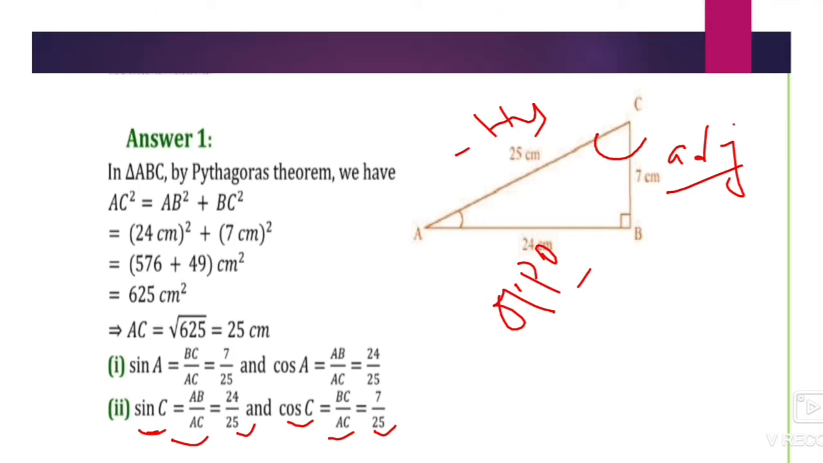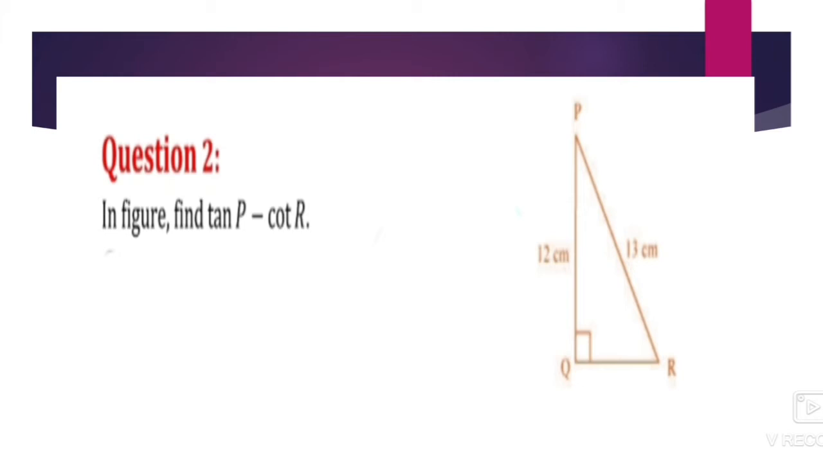Okay. So in this way you have to solve this question. As you can see in this question, the acute angle is very necessary. When you are finding sin A, cos A, you have to take A as acute angle and find which is opposite and which is adjacent side. Similarly for angle C. Now next question.